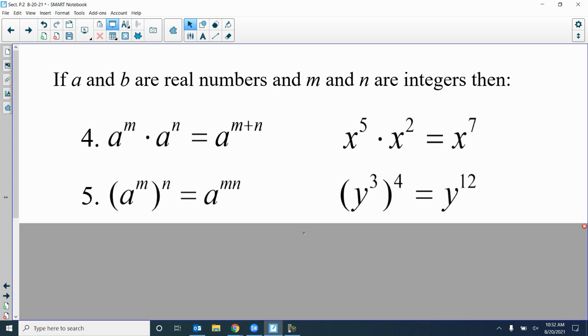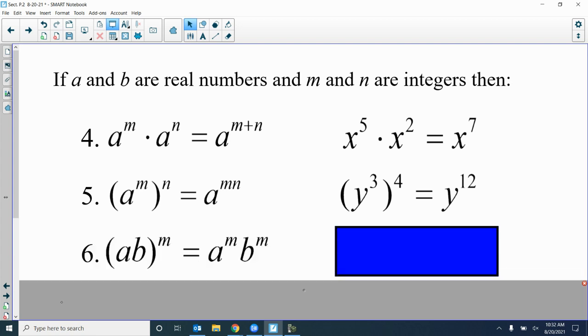If you have y cubed to the negative fourth power, that's going to be y to the negative 12, which becomes 1 over y to the 12th. So throw in negatives as well, nothing will change.